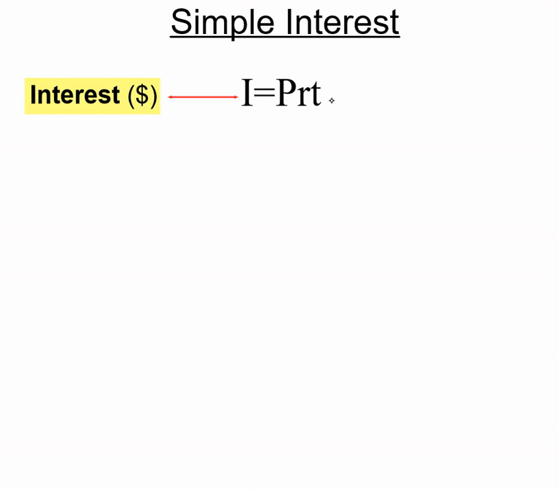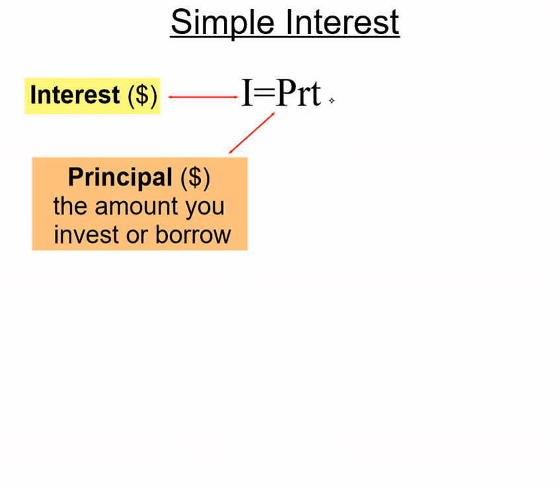That's money. So the money that they would pay you when you deposit your money, or that's the amount of money the bank is going to get by loaning you money, like for a car or something like that. So that's the I. The interest is dollars. P is the principal, and the principal is also a dollar amount, and this is the amount that you invest or borrow. So we notice that that's on the other side of the equal sign.